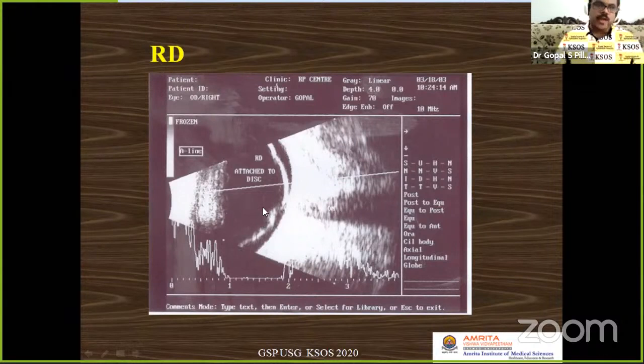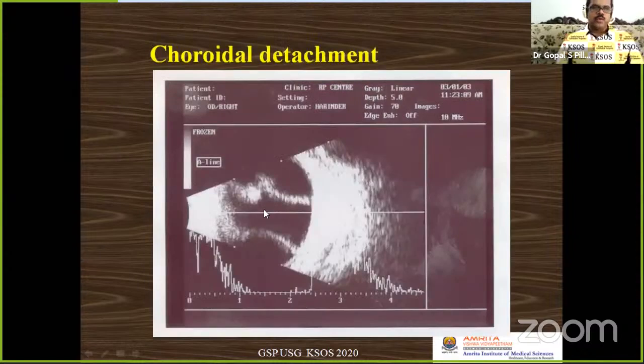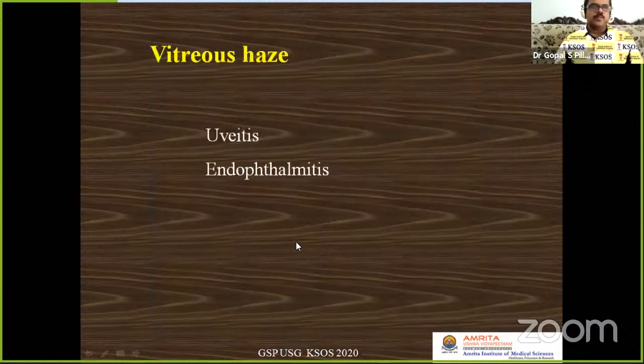Then I talked about dynamic movement and the ultrasound. This is a very typical signature echography of a choroidal detachment. This is like two sides joining together. If it is more, then it is called a kissing choroidal.